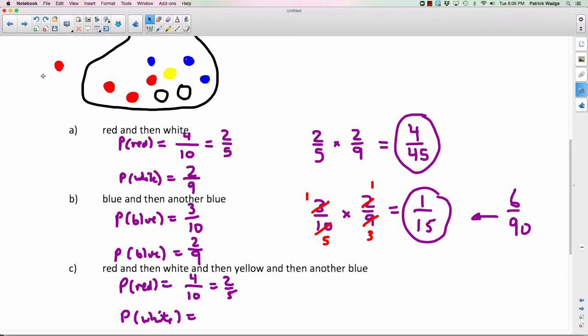Okay, we took out our red. Now we got to figure out our white. So how many are left in there right now? There are 9 of them left in there. And how many of them are favorable? How many of them are white? 1, 2. 2 of them are white. So we got our 2/5, we got our 2/9.